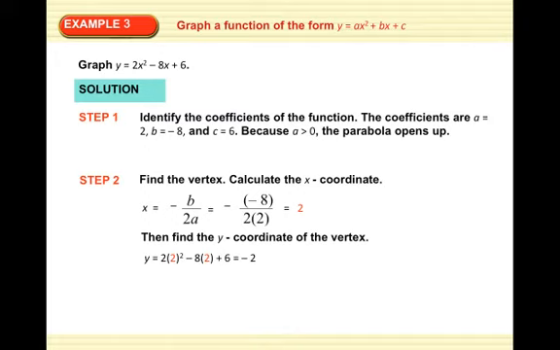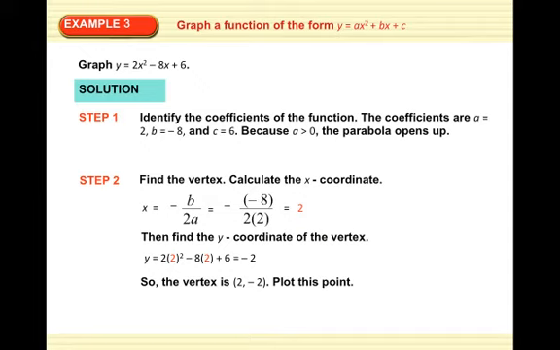So we get y equals 2 times 2 squared minus 8 times 2 plus 6. So let's see. 2 squared is 4, times 2 is 8. Minus 16 gives us negative 8. Plus 6 is negative 2. So our vertex is at (2, -2). So you go and plot that point. Go ahead and plot that point right now, and label (2, -2) on your graph.